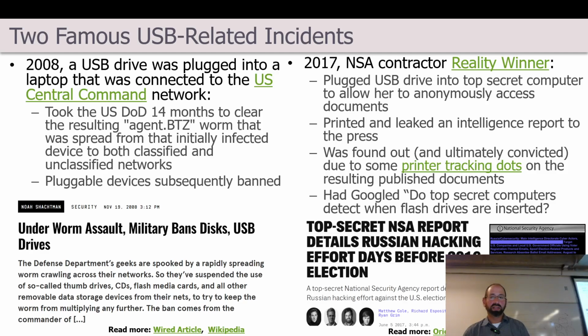just via plugging in a USB drive and looking at how she can do anonymous browsing and things like that to just effectively access documents. She then printed and leaked an intelligence report to the press.